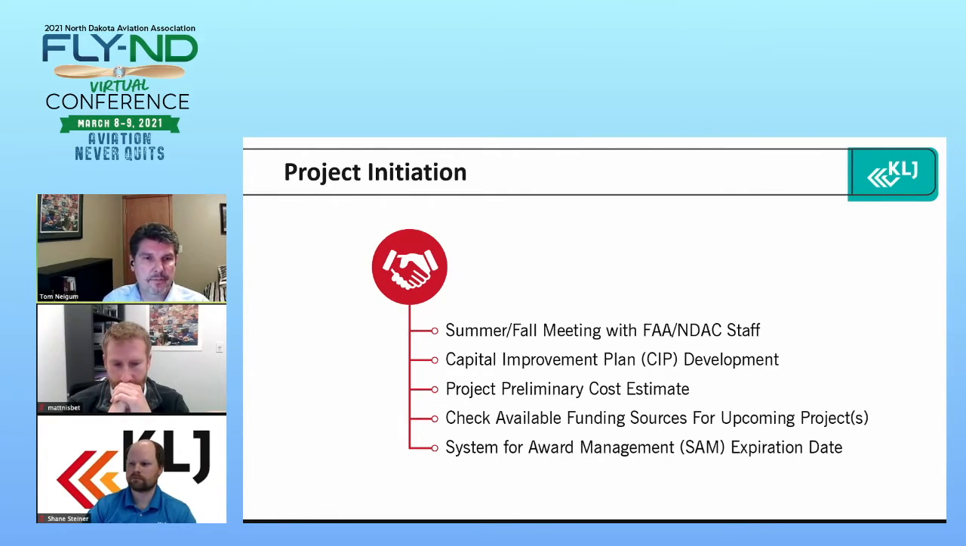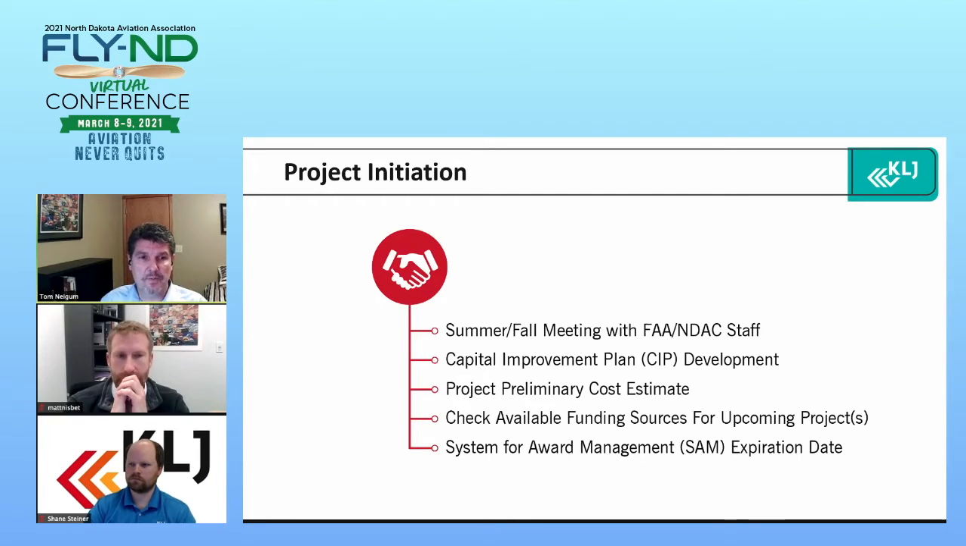And you want to have good preliminary cost estimates for those projects, in particular the ones that are probably 1 to 3 years out. And then we're going to talk about available funding sources for all your upcoming projects, especially the one a year out. Make sure that it's looking like a green flag to go, and you'll be able to complete that project in this fiscal year.